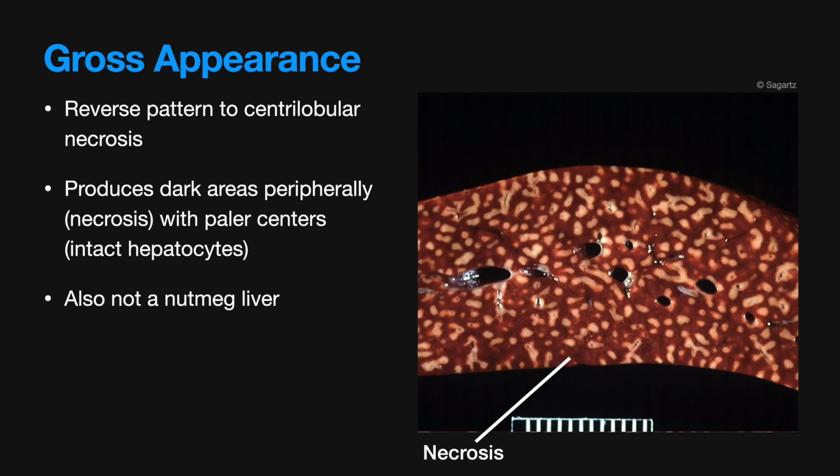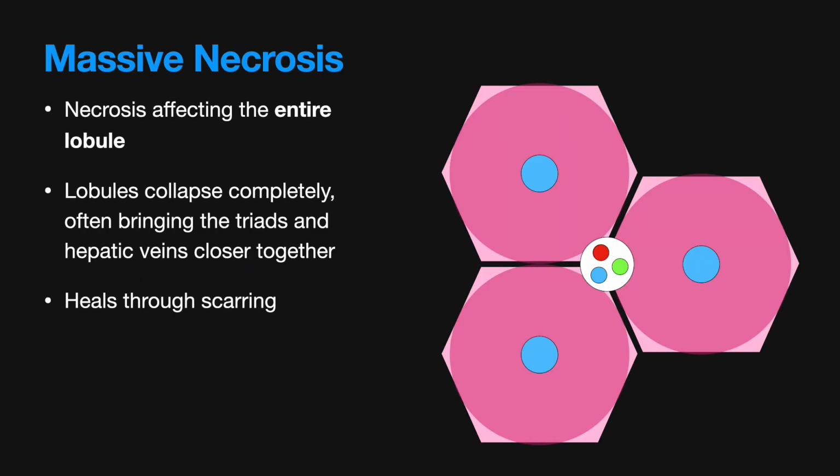Grossly, we see the opposite pattern of centrilobular necrosis. So this type of necrosis results in dark areas peripherally, with paler centers representing the intact hepatocytes in the centrilobular areas. Finally, we have massive necrosis. Massive necrosis affects the entire hepatic lobule. This often results in the lobules collapsing completely, bringing their portal triads and hepatic veins closer together. Usually, massive necrosis heals through scarring due to inadequate cells available for regeneration of the liver.